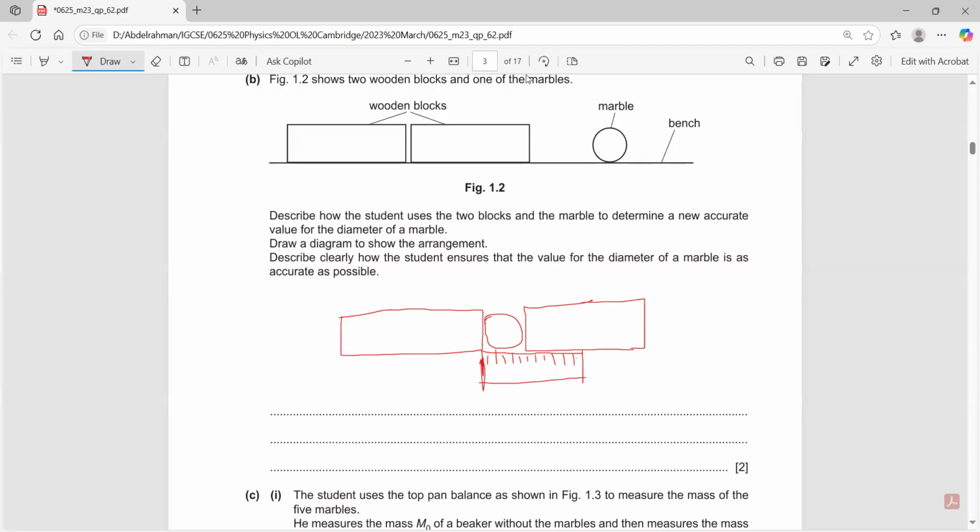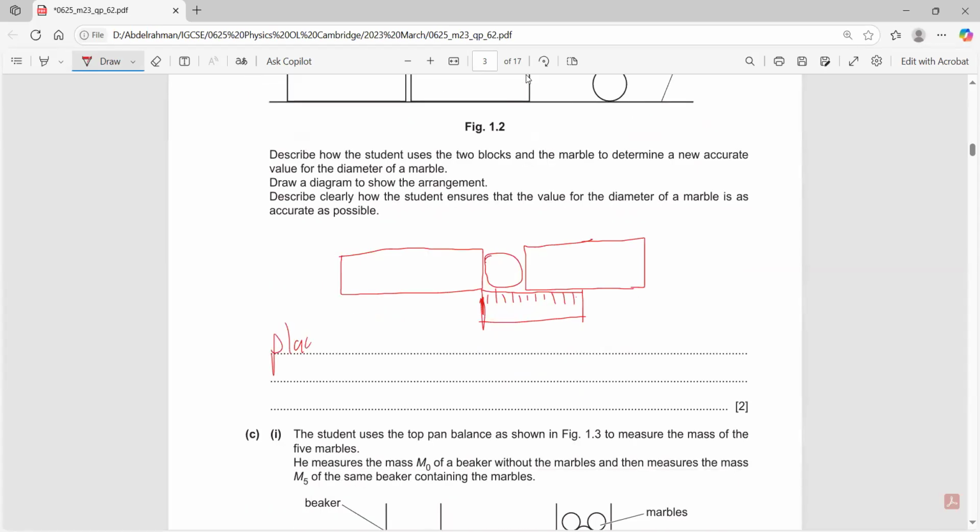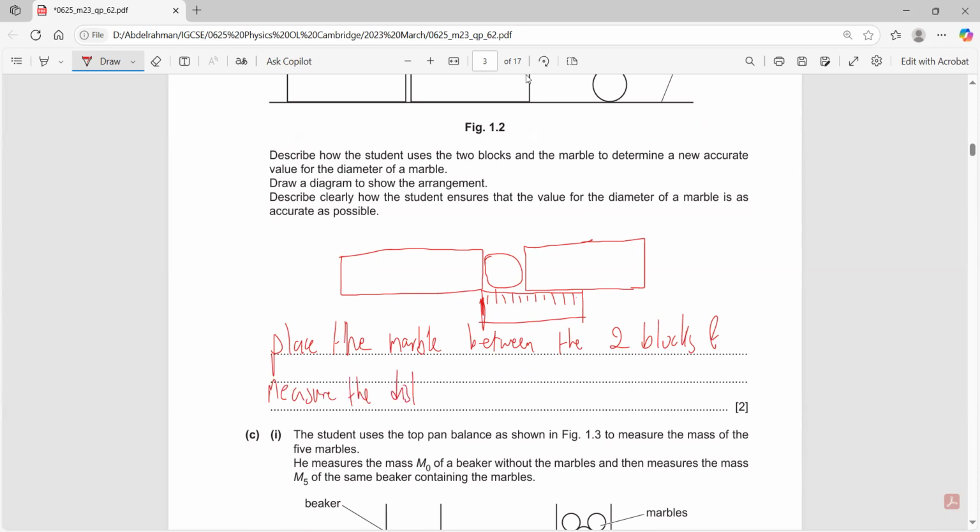So place the marble between the two blocks and measure the distance between them using a ruler.